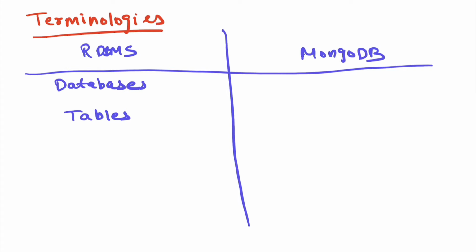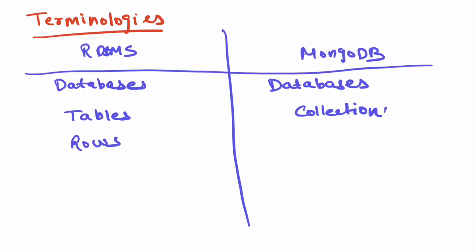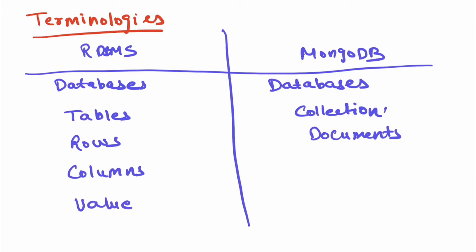In MongoDB also, you can create multiple databases, but inside those databases, when you are going to create a table, that table is called a collection. So in MongoDB, it is called a collection. Inside the table, you can have multiple rows, right? In RDBMS, you can have multiple rows inside the table, but in MongoDB, you will have multiple documents inside the collection. Inside the rows, you will have columns, and columns will have a value, right? In MongoDB, inside the documents, you will have fields, and inside the fields, you will have value.